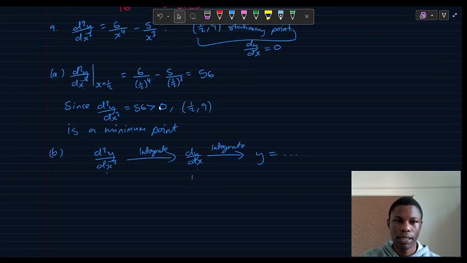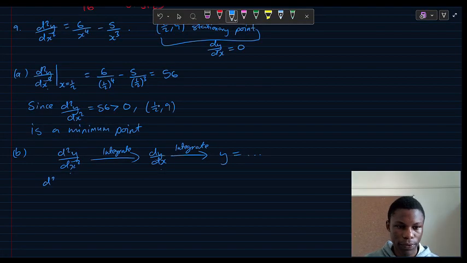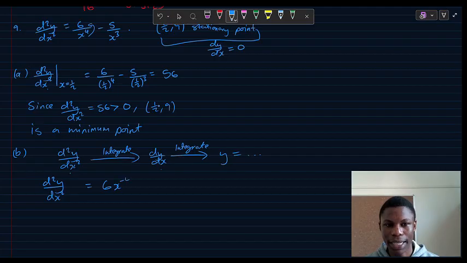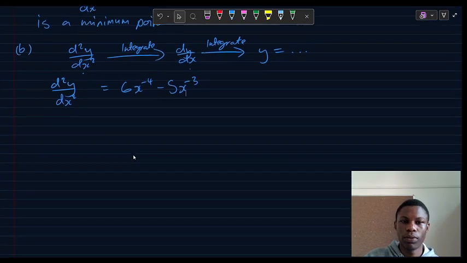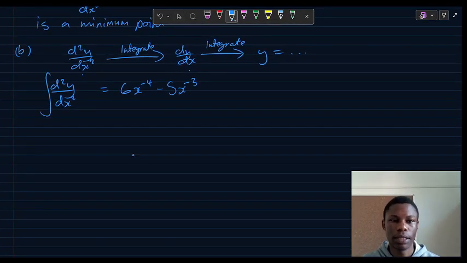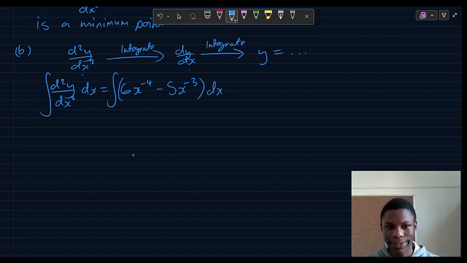What is our second derivative? We've got d squared y dx squared, and this is equal to 6. I'll bring the x to the 4 up to the numerator. It becomes x to the negative 4, minus 5. I'll bring the x to the 3 up to the numerator. It becomes x to the negative 3. And so we want to integrate this. We're going to integrate both sides with respect to x.